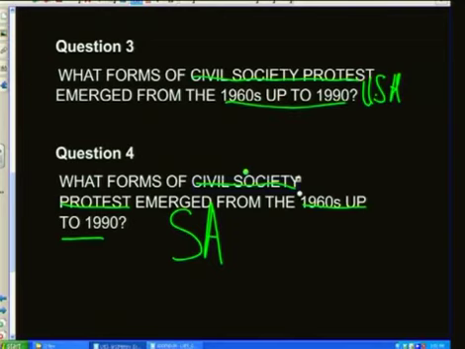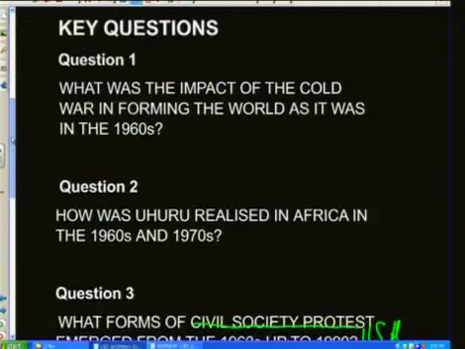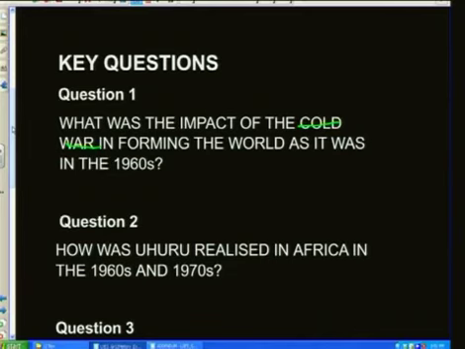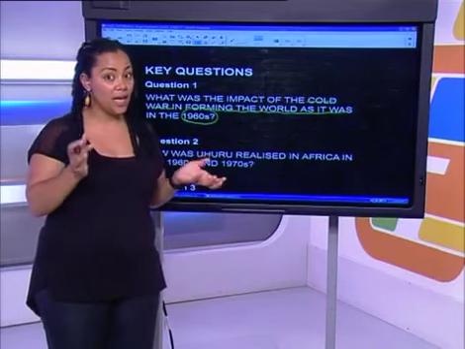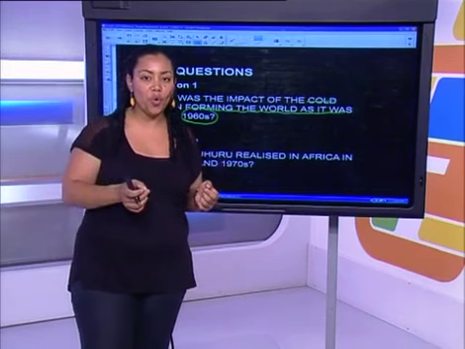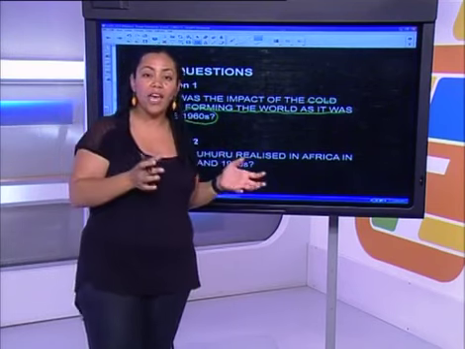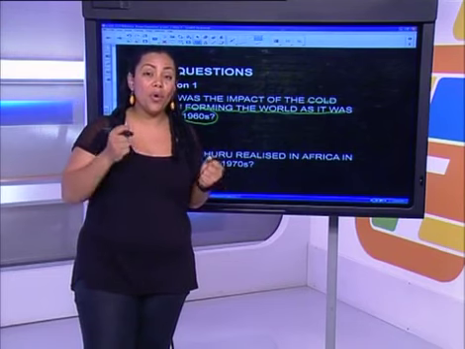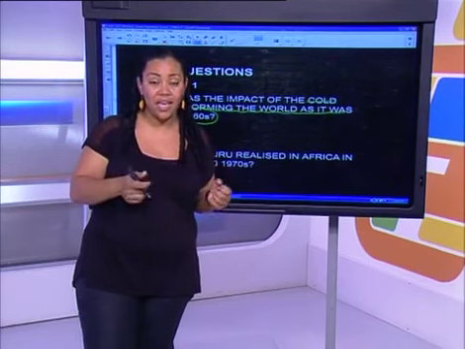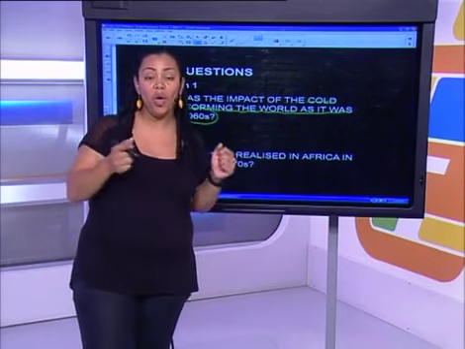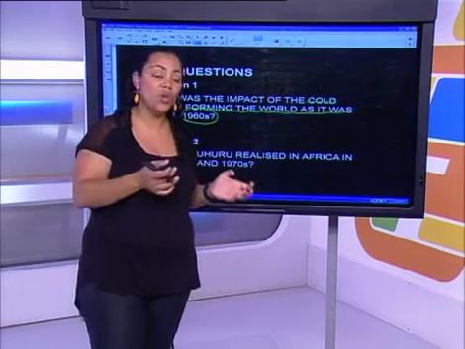Okay, so I'm going to go back, and maybe I should have started with this. I'm going to go back to the impact of the Cold War on the world, informing the world as it was in the 1960s. As you should know, the Cold War is an ideological war between the communist USSR and the capitalist USA. And they were competing to spread their spheres of influence. There were a number of ways in which they did that, and for our exam, we are focusing on how they did that in Cuba specifically.